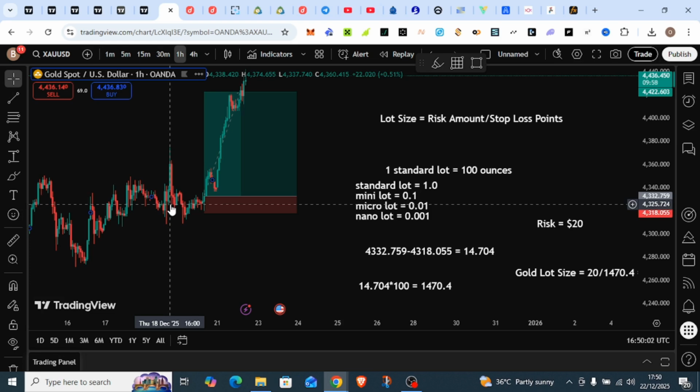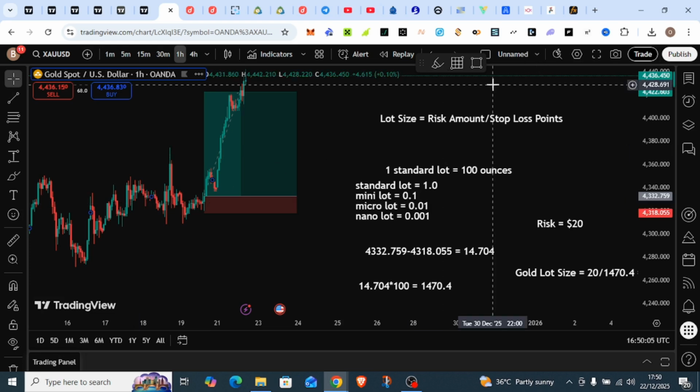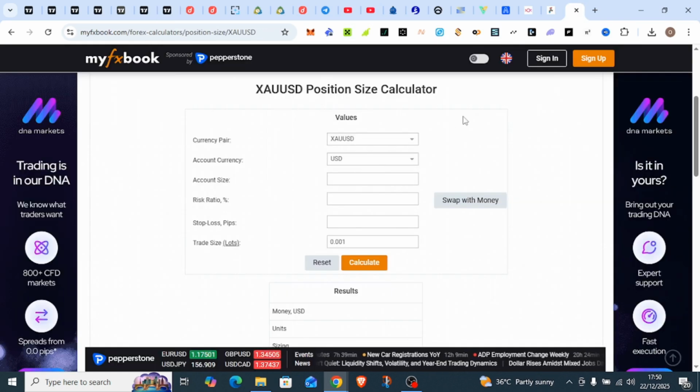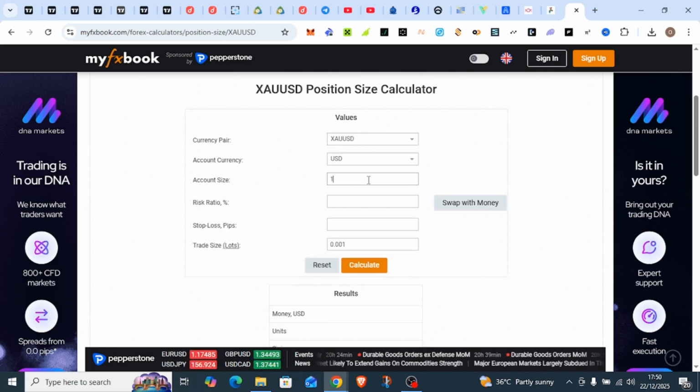Then moving to the second method, which is using a lot size calculator. You go to Google and type lot size calculator and you can choose any one of your choice. I chose the MyFXBook lot size calculator. So account size, we assumed it to be $1,000. Risk ratio, we are risking 2% of our account. Then stop loss distance in pips.